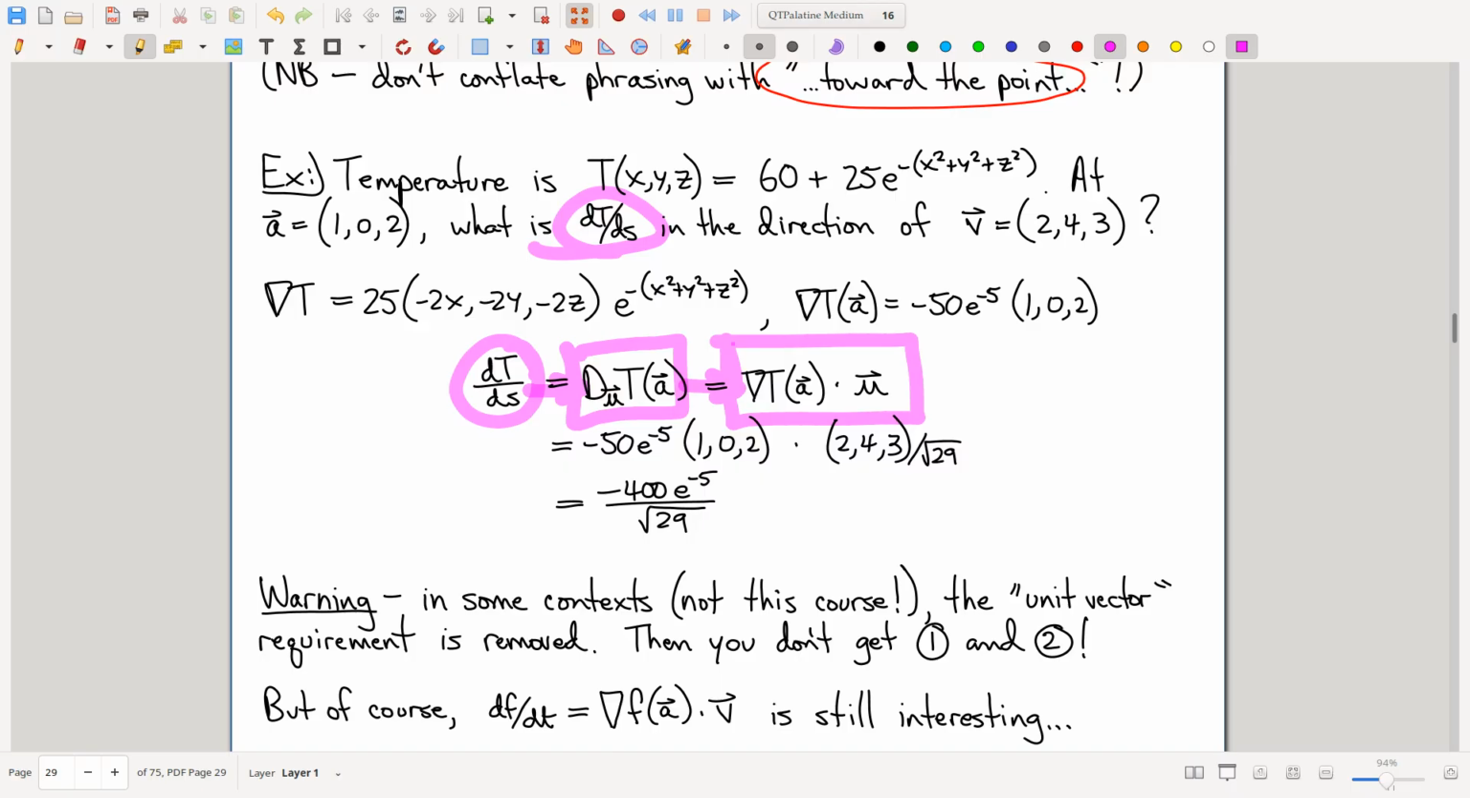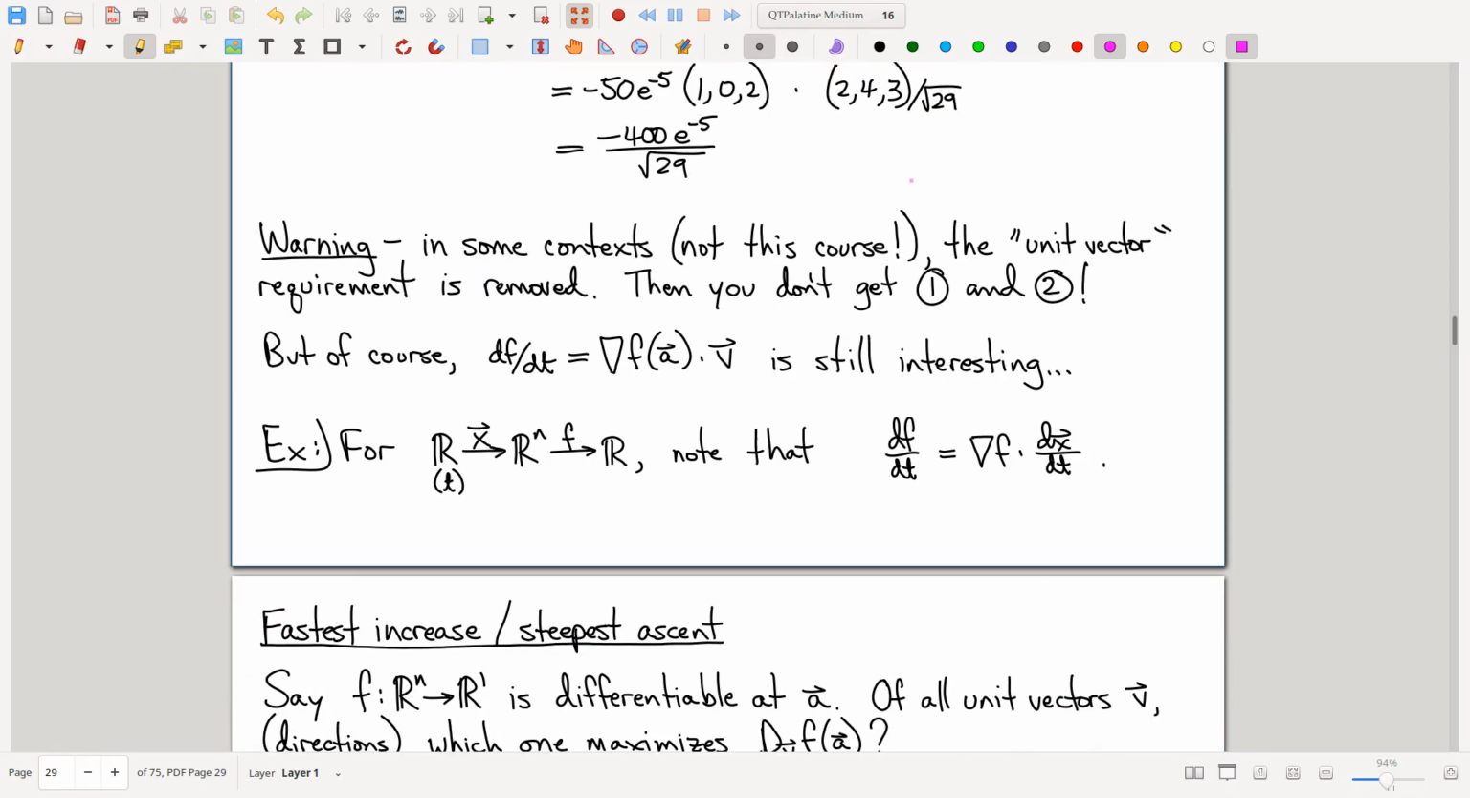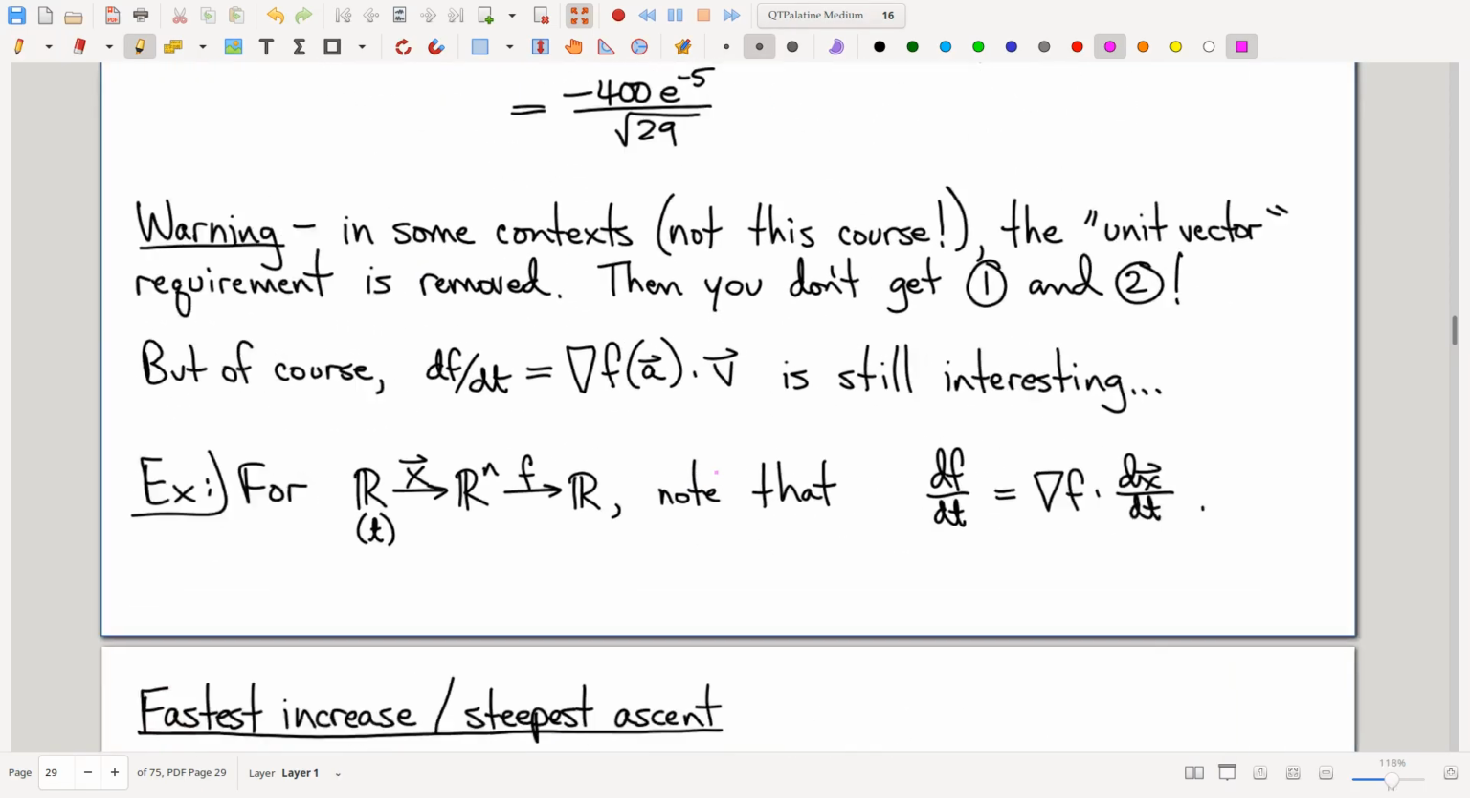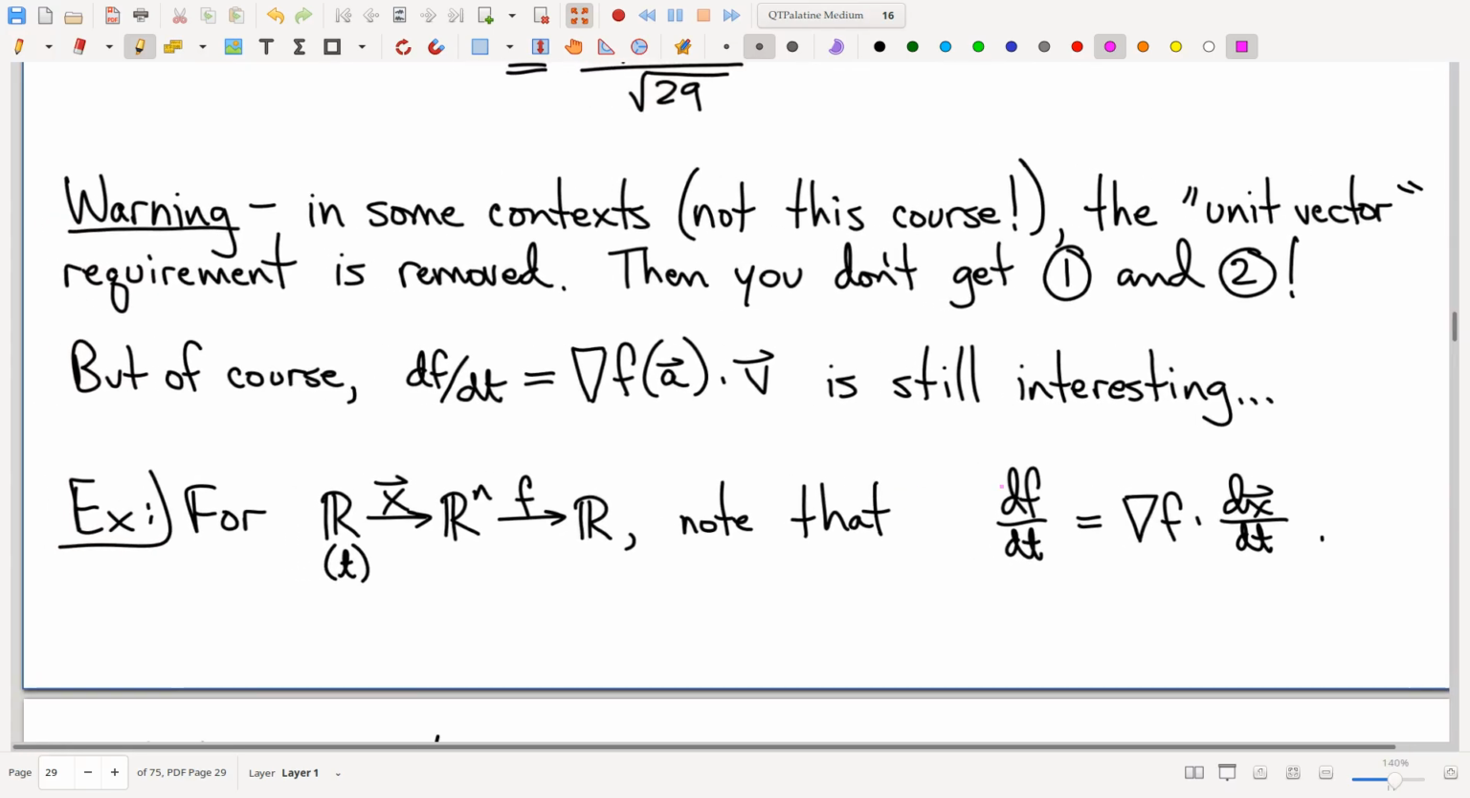And let me get on to the last thing on this page. An awkward terminological confusion.